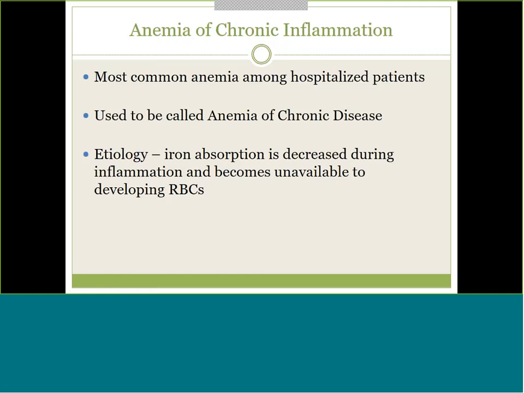So they have some sort of chronic illness, that's why it's called chronic disease, that has inflammation as part of it, and it's impacting their iron absorption, their iron availability to developing red cells in the bone marrow. So they're not totally depleted of iron, but it's definitely impacting how they're getting iron.